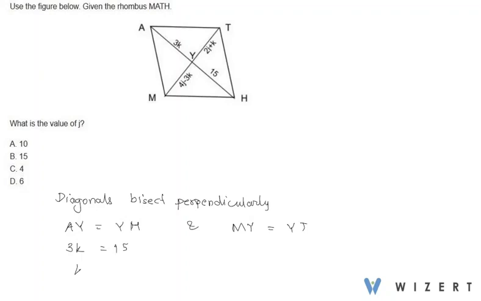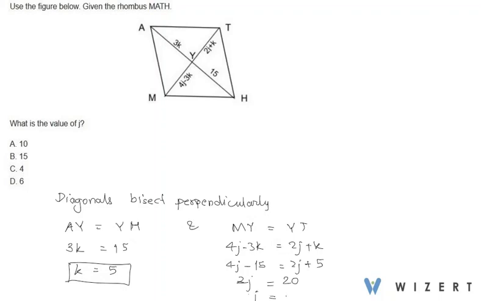Thus, we get value of k as 5. And using this value of k as 5, we can calculate 4j minus 3k equal to 2j plus k. We simply put value of k here. So 4j minus 3 into 5 is 15 equal to 2j plus k is 5. So we get 4j minus 2j, which is 2j, equal to 5 plus 15, which is 20. So we get value of j as 10.